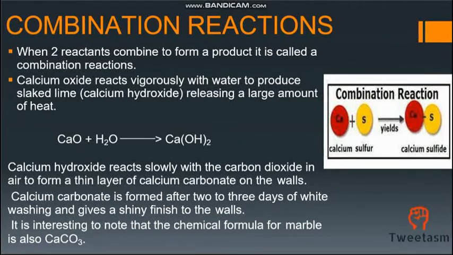Calcium oxide reacts with water to produce lime, calcium hydroxide, releasing a large amount of heat. CaO plus H2O forms Ca(OH)2. Calcium hydroxide reacts slowly with the carbon dioxide in air to form a thin layer of calcium carbonate on the walls. So calcium carbonate is formed after 2 or 3 days of whitewashing and gives a shiny finish to the wall. It is interesting to note that the chemical formula of marble is CaCO3.